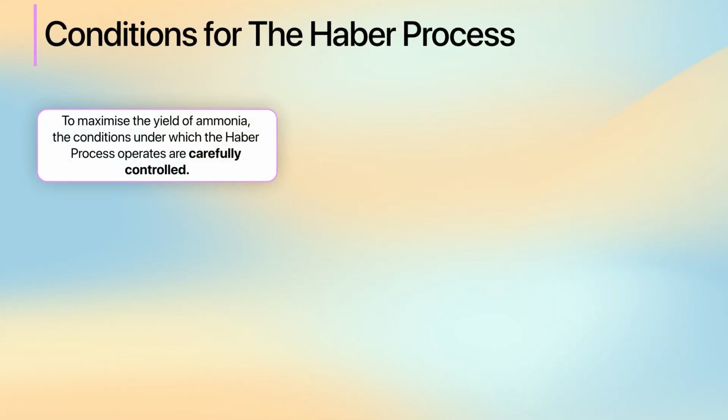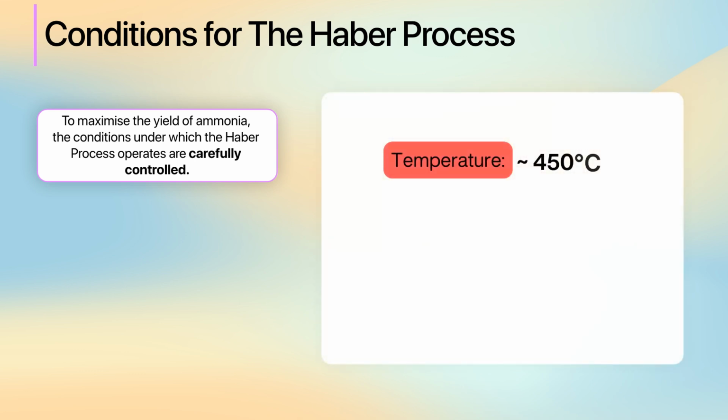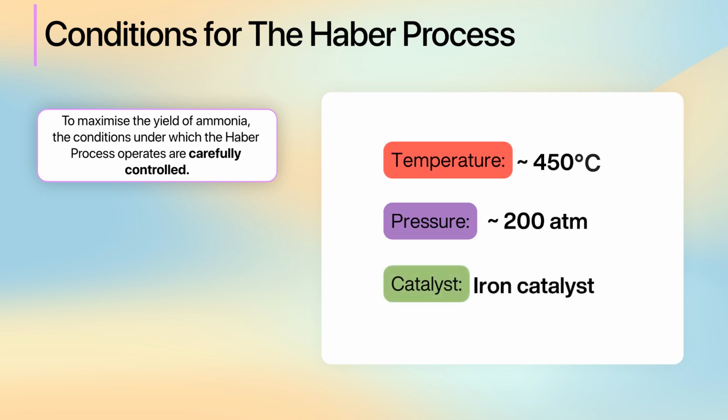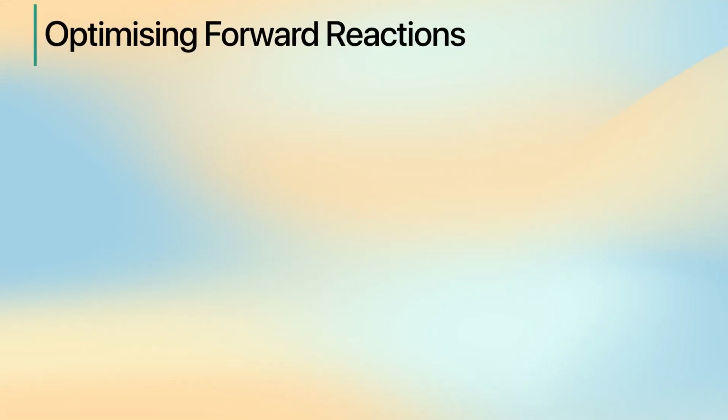To maximize the yield of ammonia, the conditions under which the Haber process operates are carefully controlled. The optimal temperature is approximately 450 degrees Celsius. Optimal pressure is around 200 atmospheres, and the reaction uses an iron catalyst. Let's understand the reasoning behind each of those conditions.